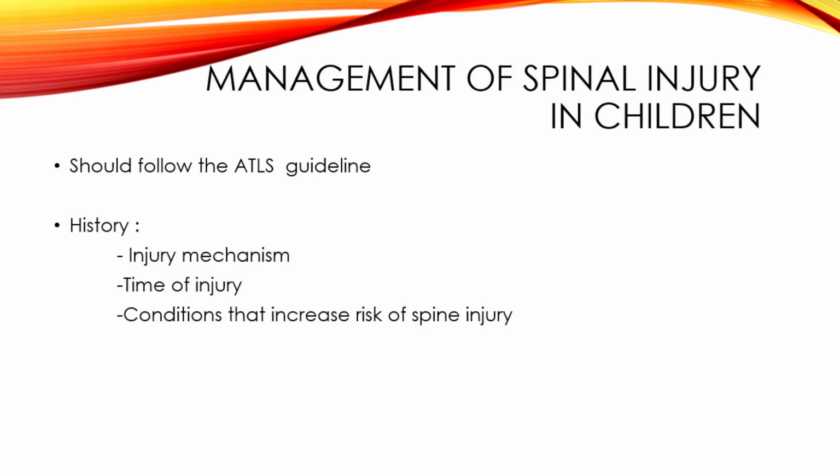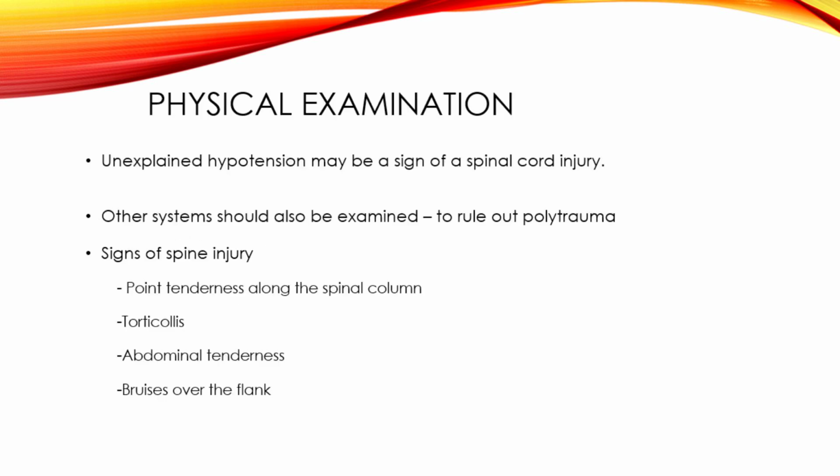Conditions that increase risk of spine injury: Down syndrome, osteogenesis imperfecta, connective tissue disorders, mucopolysaccharidosis, Klippel-Feil syndrome, renal osteodystrophy, and prior history of spine surgery. Approximately 8% of children with impaired consciousness from a head injury will also have a cervical spine injury. Unexplained hypotension may be a sign of a spinal cord injury.